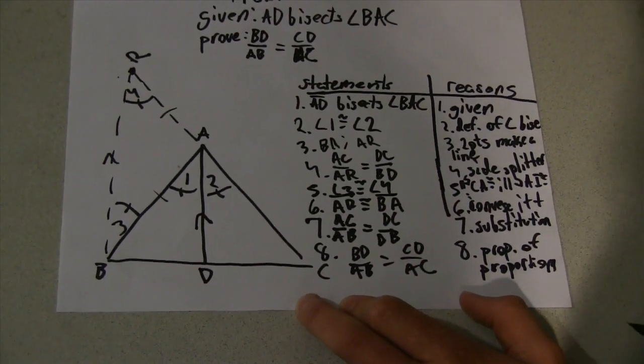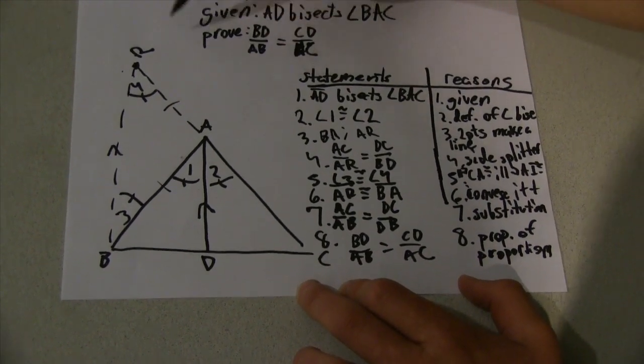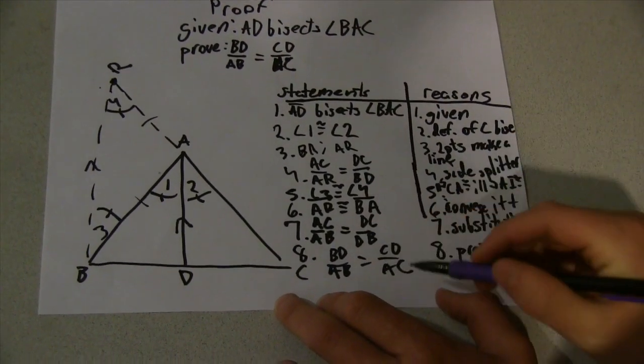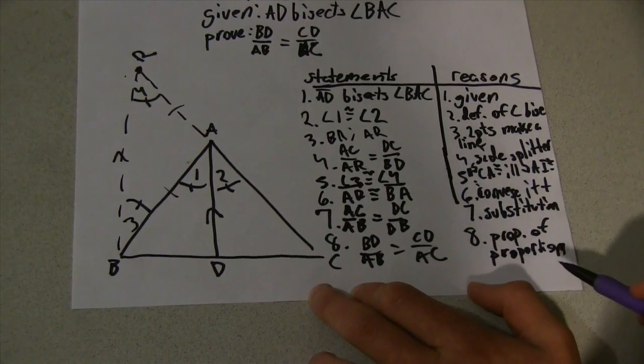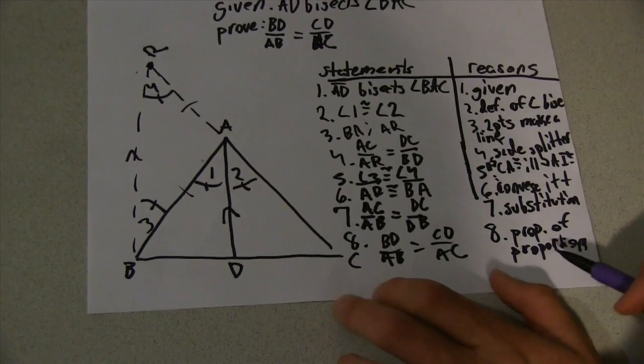And now step 8, the last step, is our proof statement. BD over AB is equal to CD over AC, and that's because of the properties of proportions.